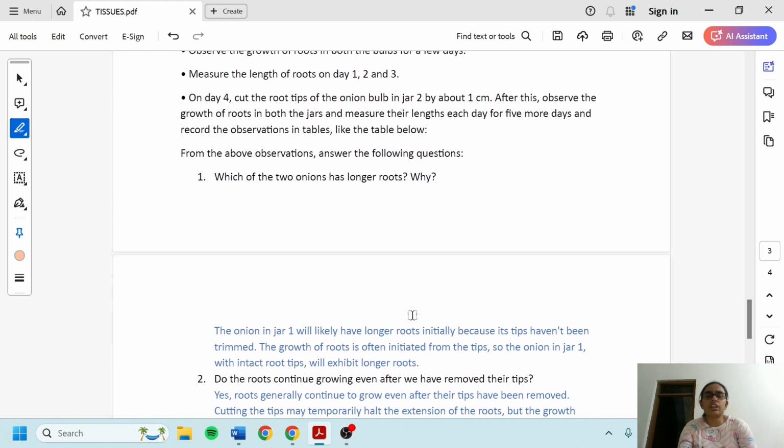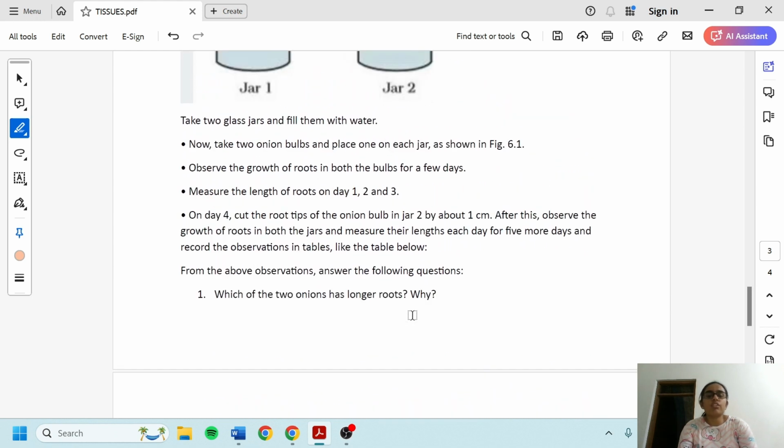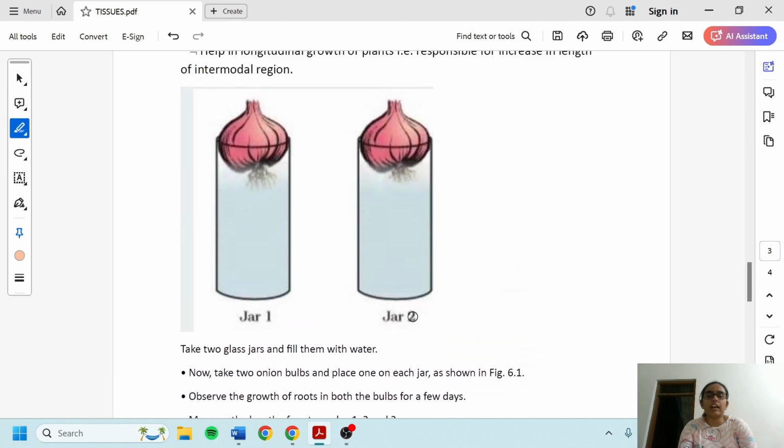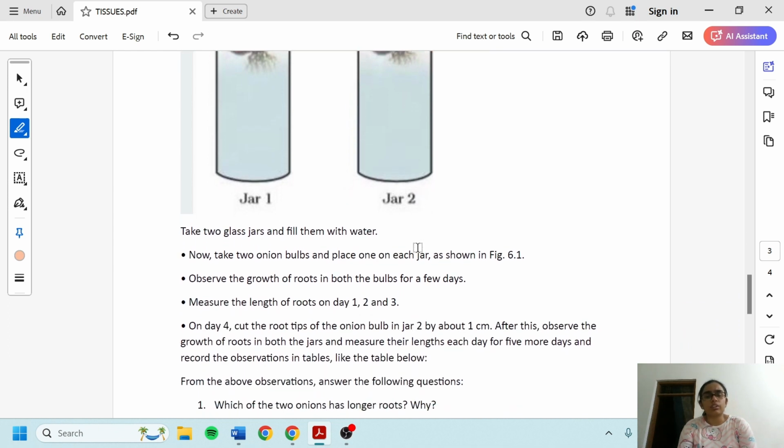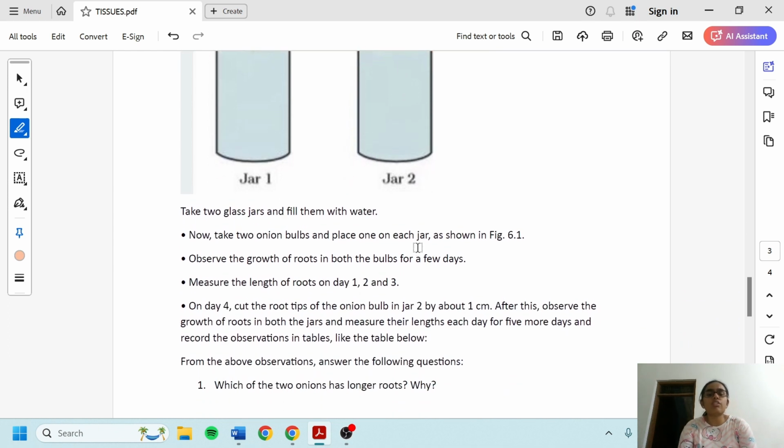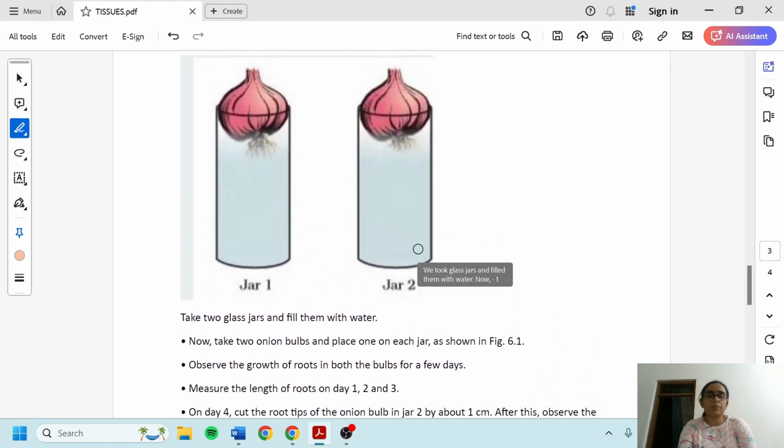For the above observation, answer the following question. Which of the two onions have longer roots and why? Now tell me which of the two onions will have the longer root. If you have understood, the question is trying to say that we have two jars filled with water. There are two onion bulbs. In jar 1 we see roots, and in jar 2 we see roots. Now, I decide to cut the roots of jar 2, and we are observing the growth. The question says, which of the two onions have the longer root and why?